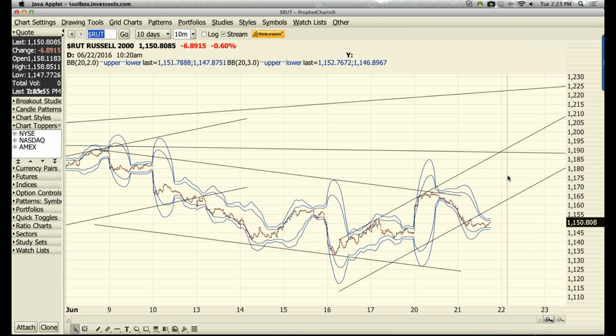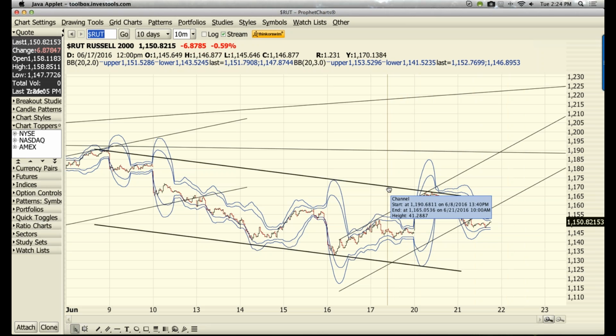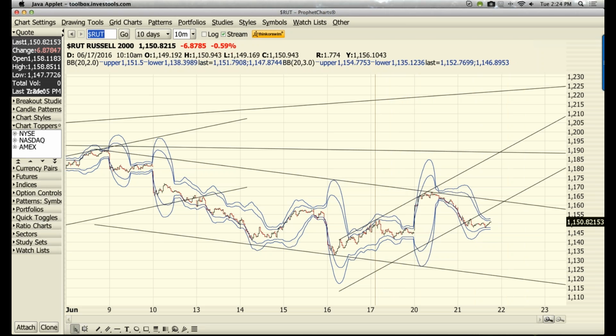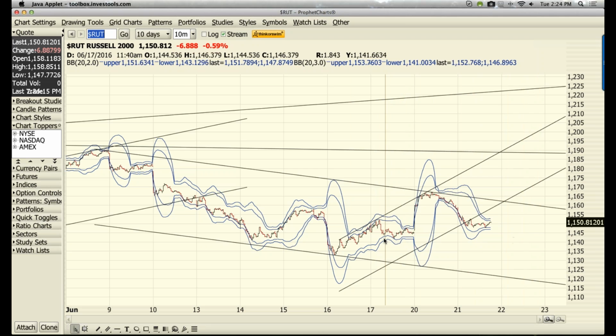Now RUT is a little different pattern. What I see here is that RUT is in a declining channel. That's this pattern right here, and I'm going to extend that out. So we're in a declining channel. Within that pattern, we were in a rising cycle. Now we've broken below the bottom of that rising cycle.